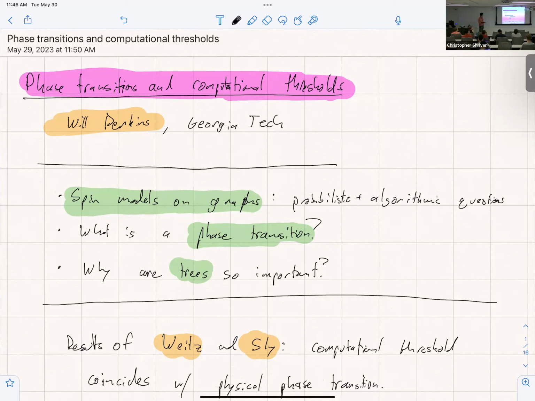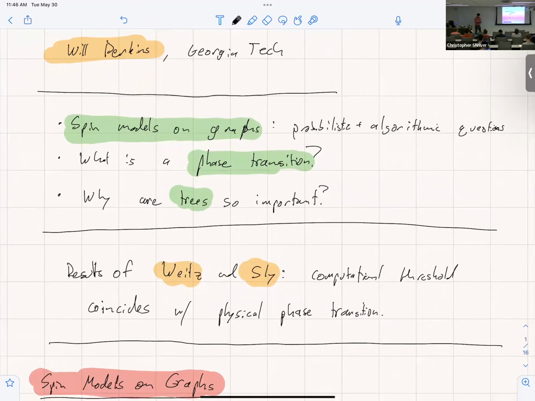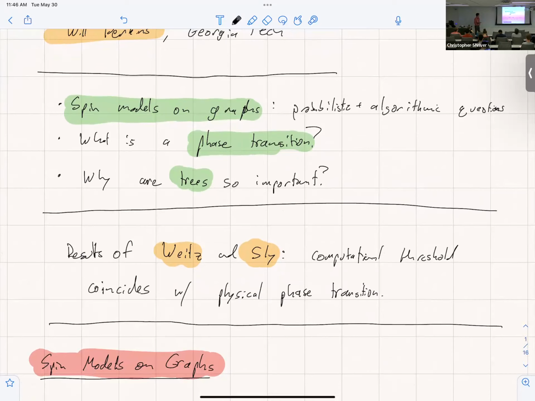So one thing I really want to start to address today is why trees are so important in these questions. The last thing I'll get to in my talk is a pair of results by Weitz and Sly. The punchline of this pair of results is that a certain computational threshold coincides with the physical phase transition. And that's where we'll get to by the end.